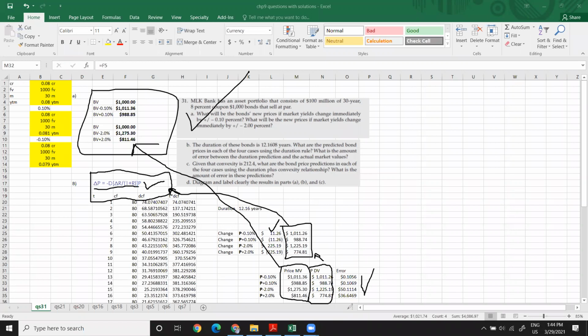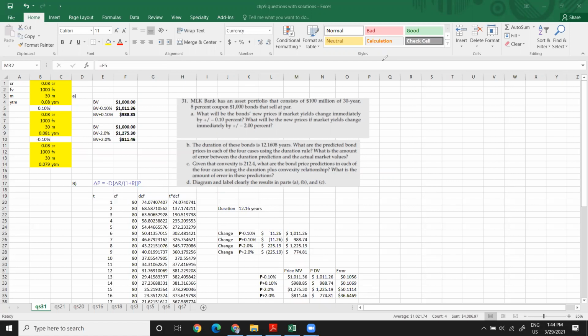Okay, we just see the difference. The higher the difference, the less accurate the estimation will be. So we can say that the prediction duration value is not as accurate as we expected. So there is another measurement that could be used in order to see the accuracy of it, which is called convexity.